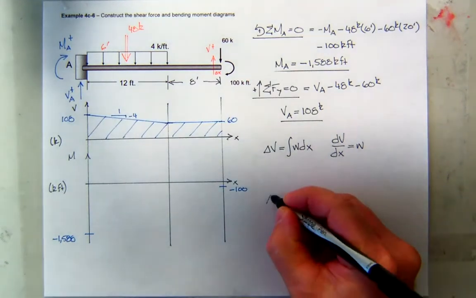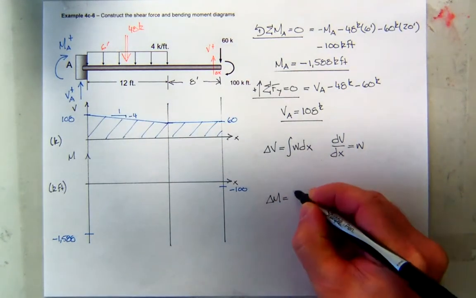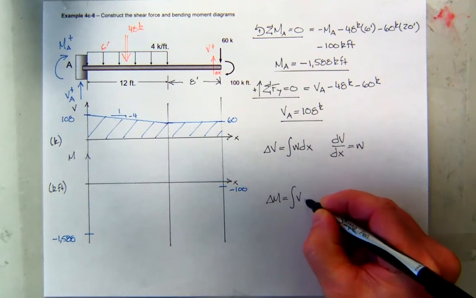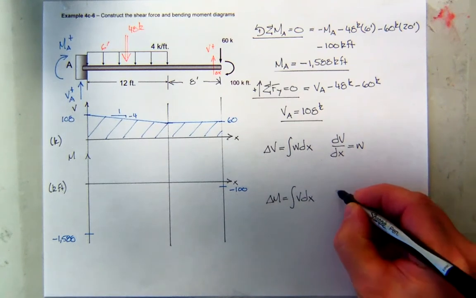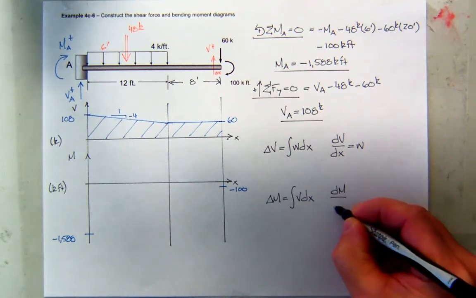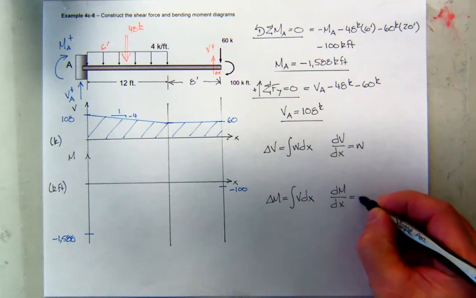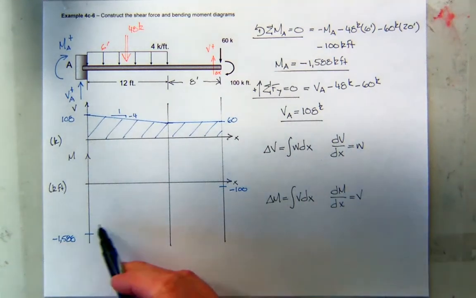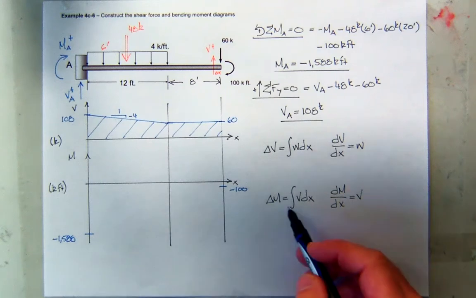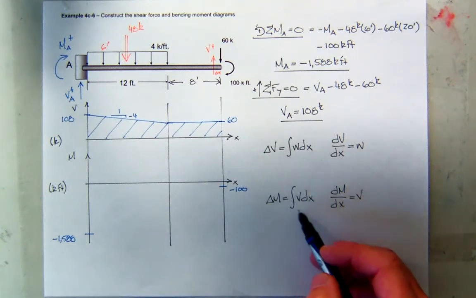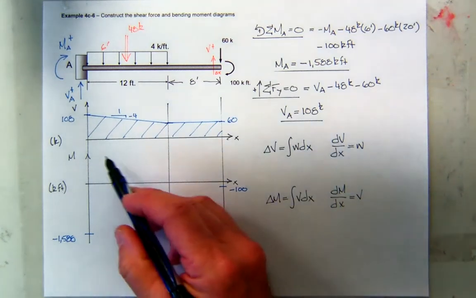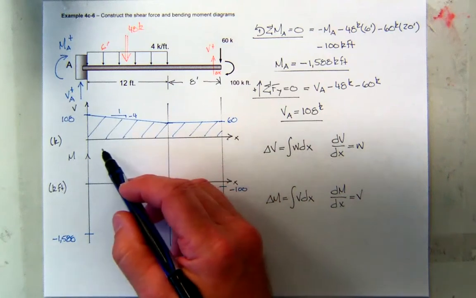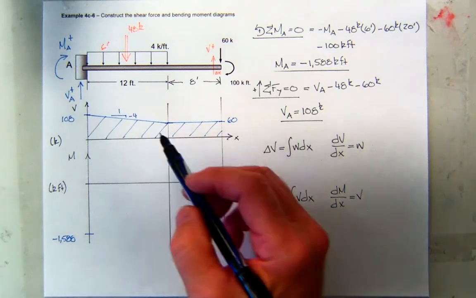And in between, the change in moment is the area under the shear diagram. And the slope of the moment at any point, given by the derivative, is the value of the shear. So let's see if we can get the change in moment over the first 12 feet. That's what this is telling. So what's the area under the shear diagram over the first 12 feet? It's a trapezoid. What's the area of a trapezoid?